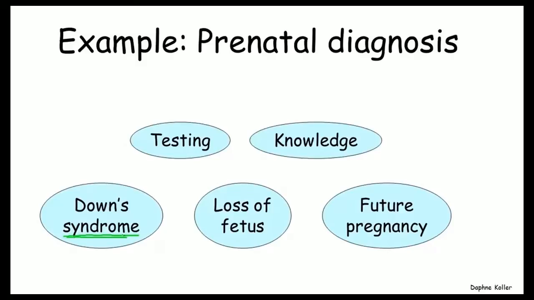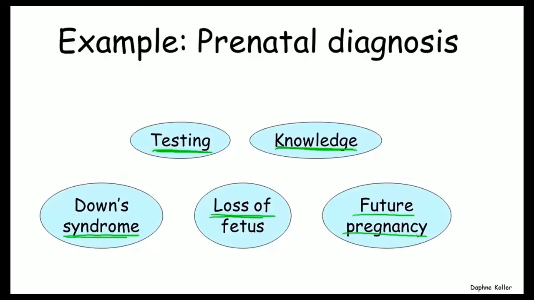But at the same time, there are other aspects that affect one's utility. So, for example, the pain of testing for Down syndrome is one aspect. The comfort of knowledge that you know what's going to happen also turns out to contribute to one's utility function. Prenatal testing runs the risk of the loss of the fetus, and that is also clearly a component of one's utility function. And at the same time, the potential for future pregnancy, that is, whether there will be a future pregnancy or not, is another component of one's utility function.